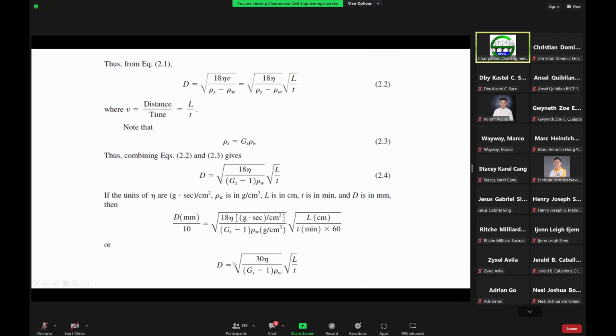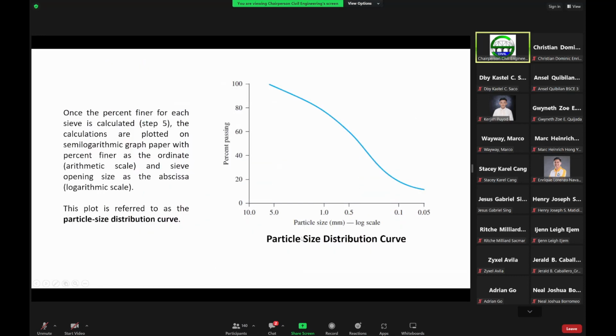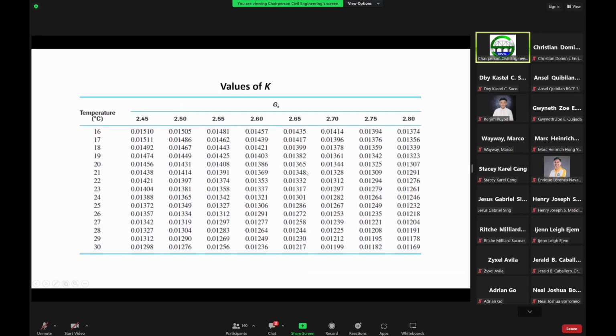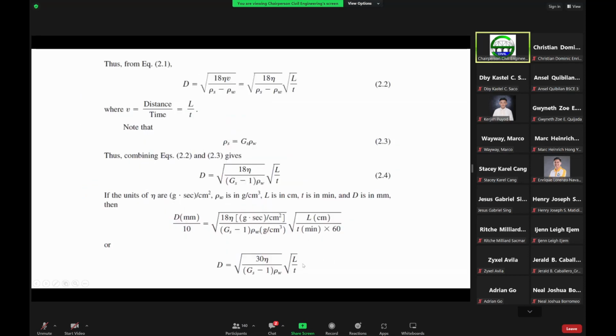Okay. So going back to this formula for the diameter of the soil particle in the hydrometer test. This is the density of water. This is the specific gravity. This one is the viscosity of water. And then this is time. But what is L?